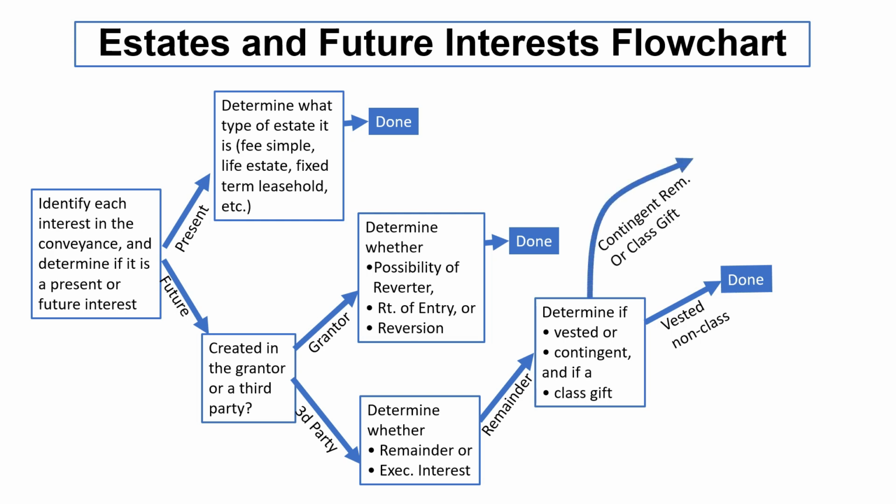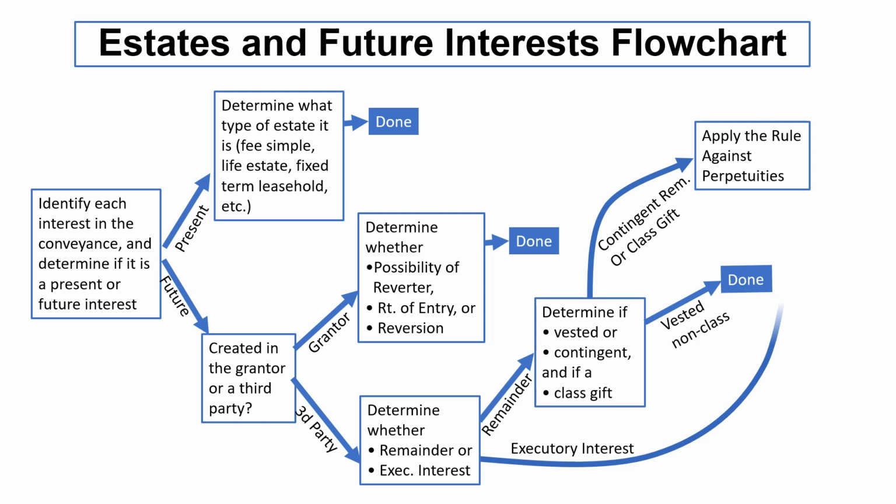On the other hand, if it is a contingent remainder or it's a class gift, then we need to apply the rule against perpetuities to it. Likewise, if it's an executory interest, we need to apply the rule against perpetuities to it. Once we're finished applying the rule against perpetuities, we can decide whether the particular future interest is valid or void, and then we are done. So that's an overall process for analyzing estates and future interests. It's a wonderful thing to have that memorized and be able to use it.